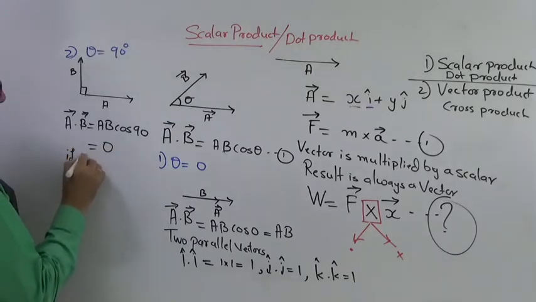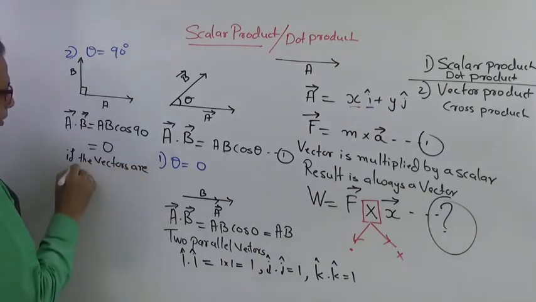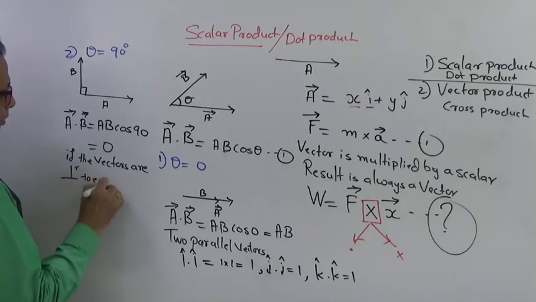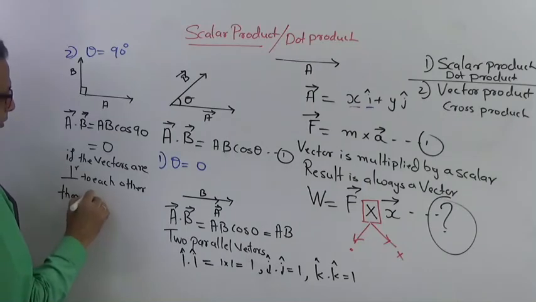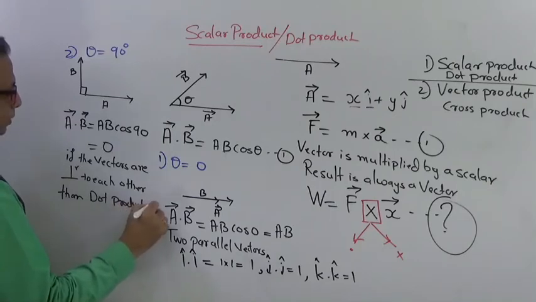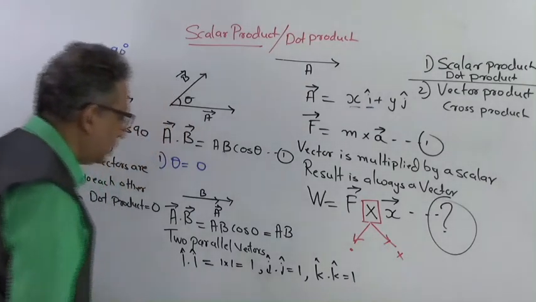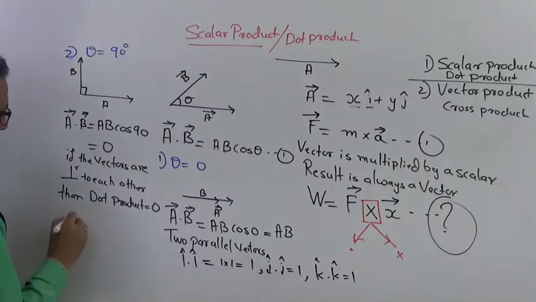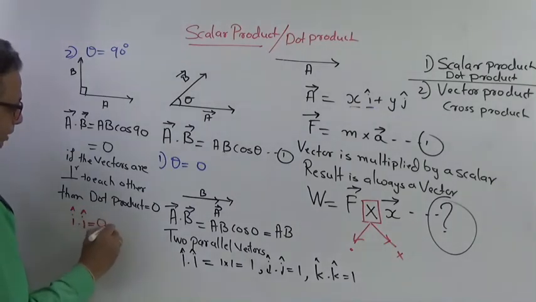So if the vectors are perpendicular to each other, then the dot product is equal to 0. So the dot product of two vectors which are perpendicular to each other will always be 0. So this also implies that if I have two vectors i cap and j cap, so i and j are perpendicular to each other, which will yield a value that is 0.